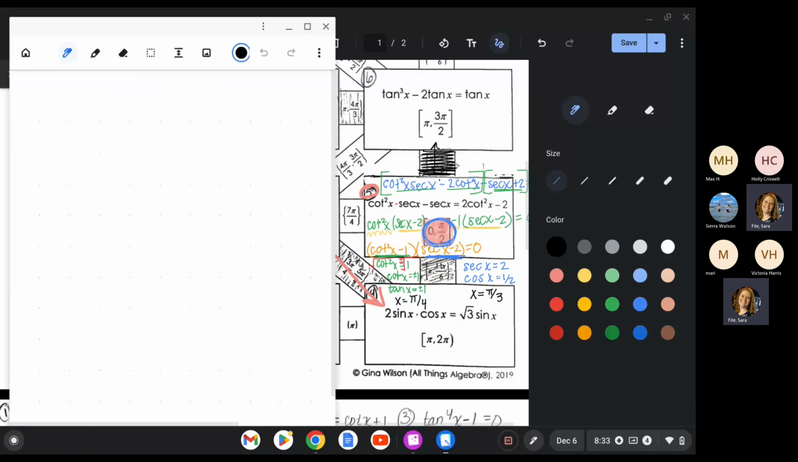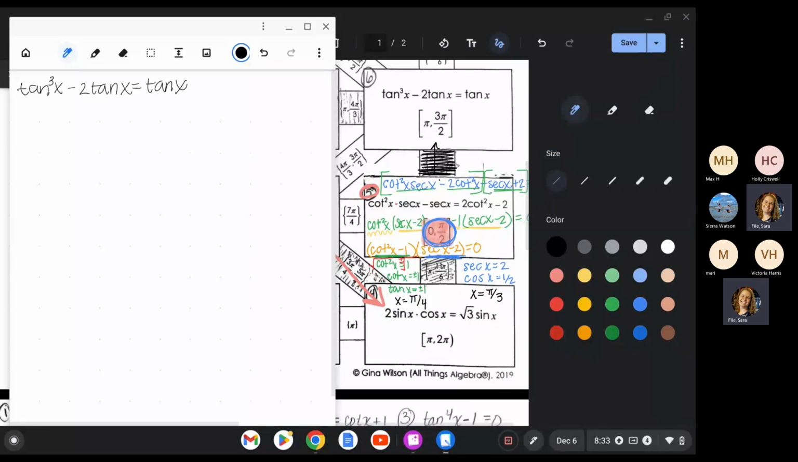So we've got tangent cubed minus 2 tangent of x equals tangent. So again, think if you need to use substitution and just substitute x in for everywhere that there's tangent of x to make it make more sense for the factoring portion, that's okay. Eventually, we want to get to a point where you're not having to do that, but it will work. So you could think of this as x cubed minus 2x equals x.